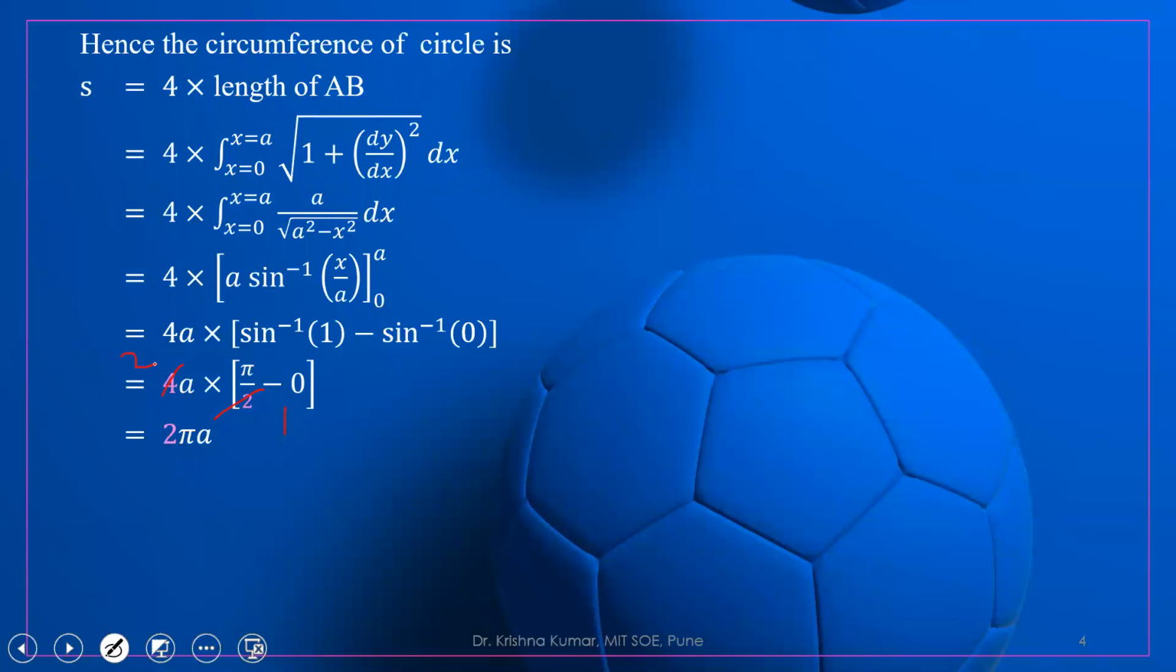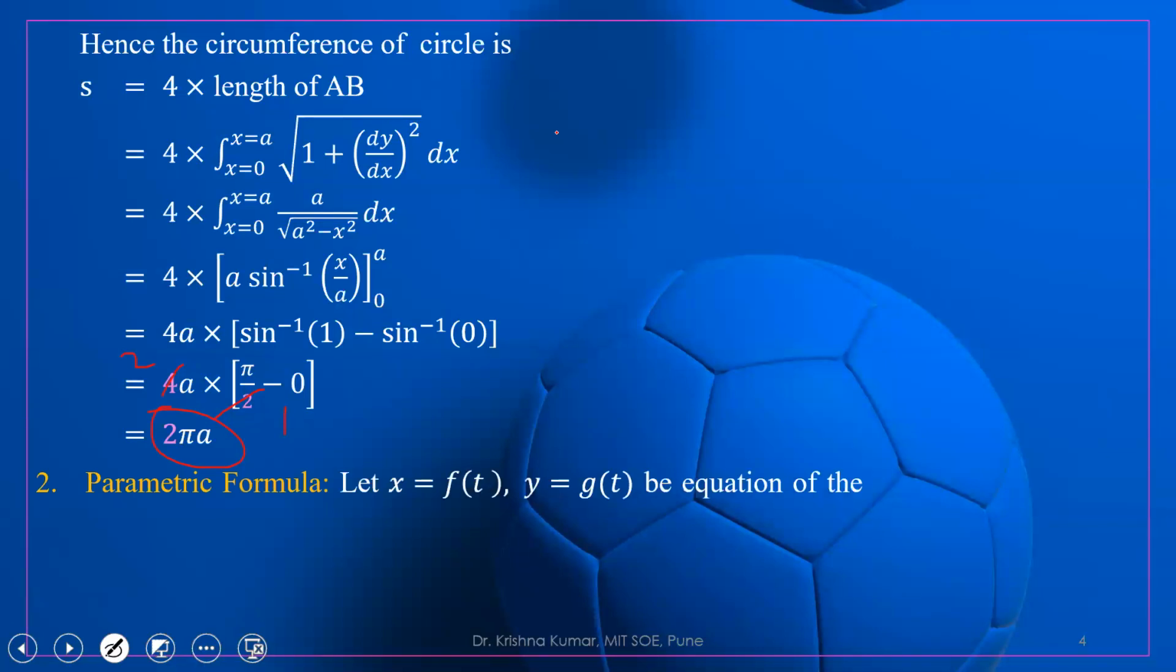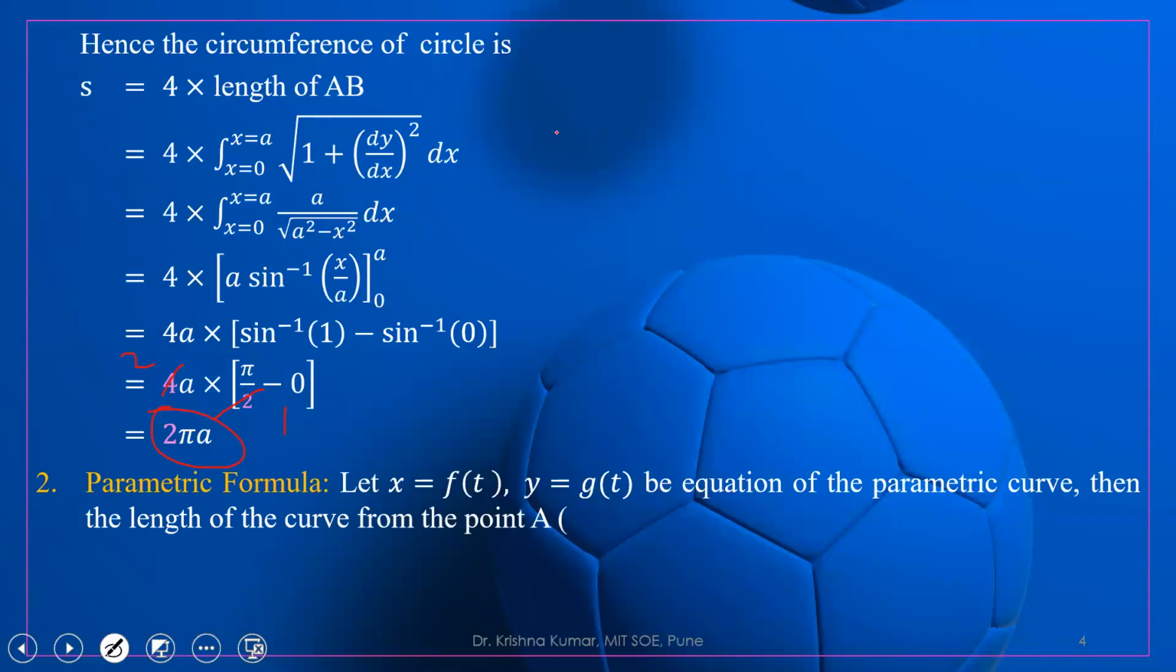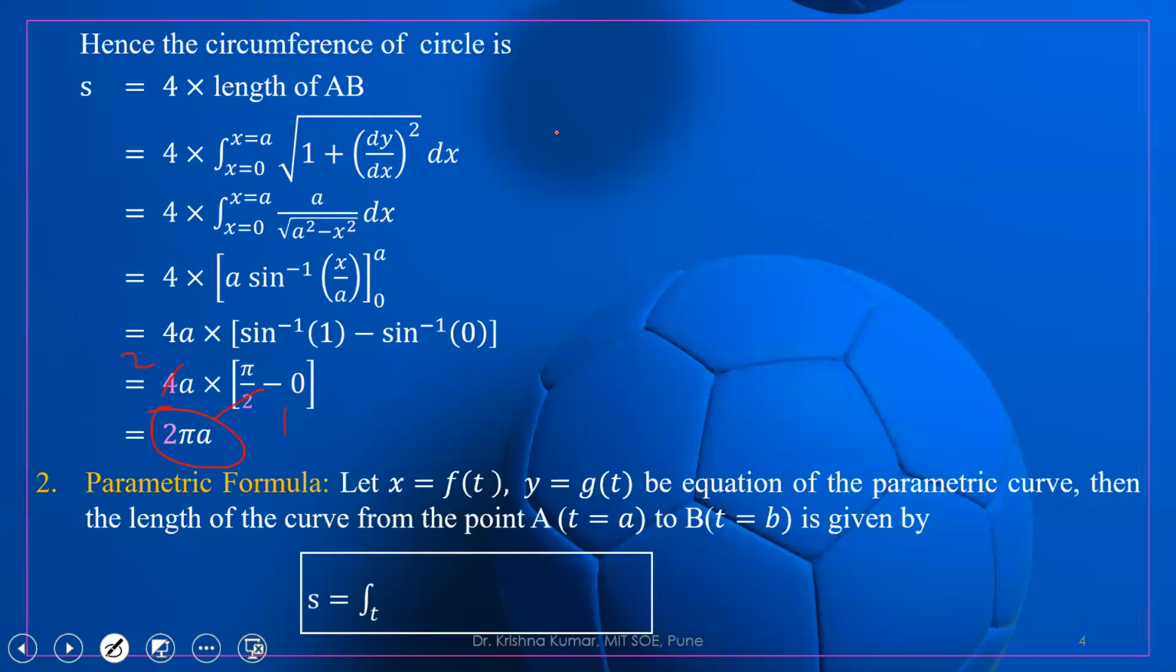Now using the Cartesian curve, we have seen that the length of the curve, or circumference of the circle, is 2 pi a. Now let us take another example, using the parametric formula or parametric curve of the circle. Let x is equal to f of t and y is equal to g of t be the equation of the parametric curve. Then the length of the curve from the point t is equal to a to t is equal to b is given by this formula we have already seen: integration under the limit t equal to a to t equal to b of root of dx dt whole square plus dy dt whole square, with respect to t.